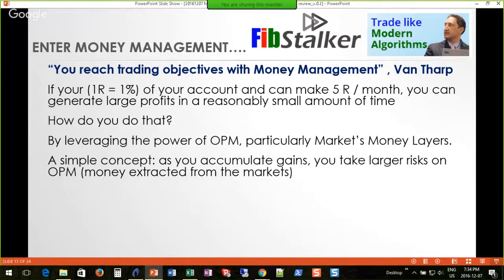The concept is very, very simple. As you accumulate gains, so obviously you have to have a system which has a positive expectancy, and that is capable of generating gains on a continuous basis. Of course, it's always in terms of average. It's never in terms of, today or this month I'm going to generate X from the market. And one of the reasons people fail in trading is because they bring their employee mindset to trading, which is a business. So if you have a way to accumulate gains, then you do something very simple. You take larger risk on other people's money, which is the gains, the money extracted from the market.